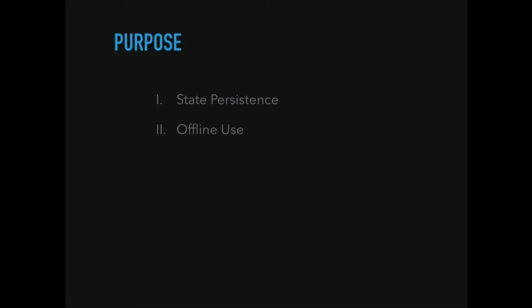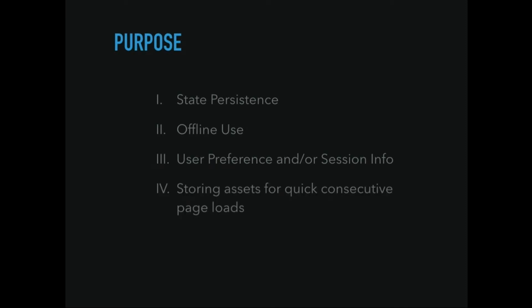Offline use of a website. The cache API, the new cache API is really cool with that. Saving user preferences and/or session info. That could be as simple as this person likes dark mode, so we know that we want to activate dark mode. And then storing assets for quick consecutive page loads, or going back to number 2, even offline page loads.